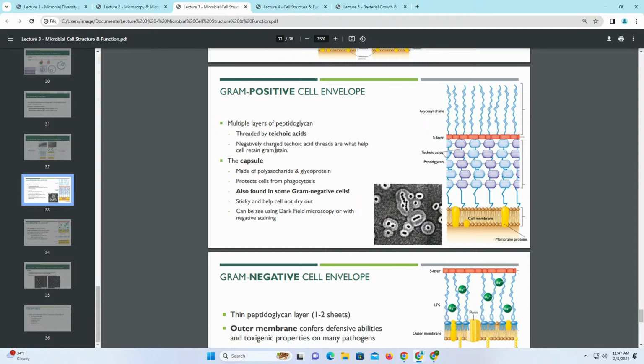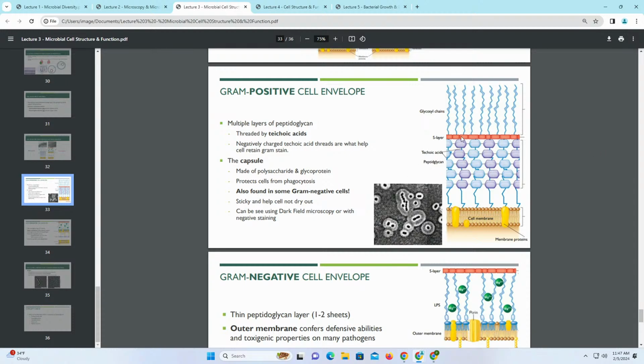These are negatively charged, and basically they're important for the gram stain, because the crystal violet is positively charged, and so it helps it to really click in there. So that's just an additional thing that the gram negative cells don't have.